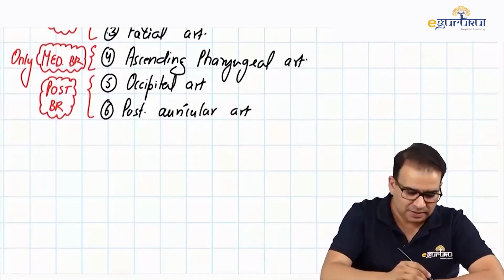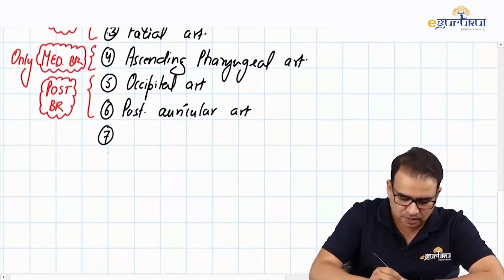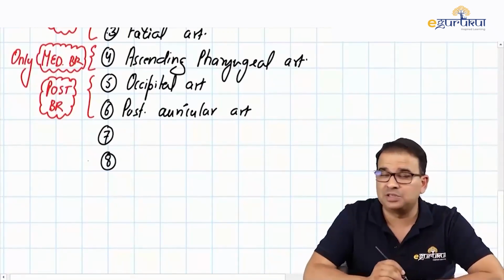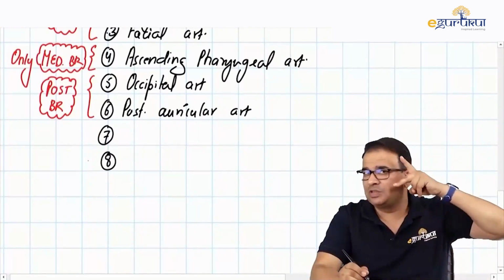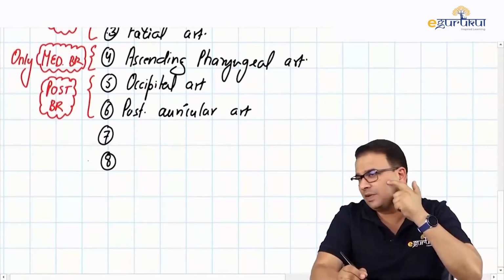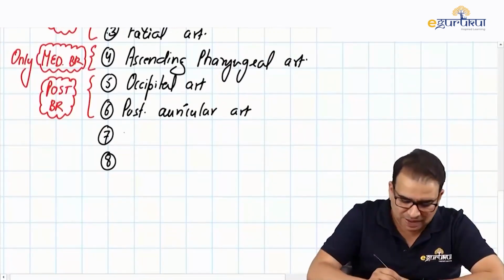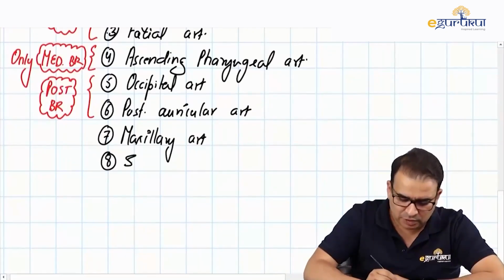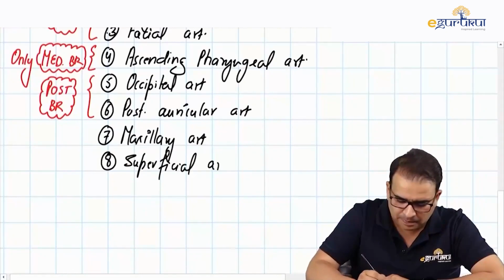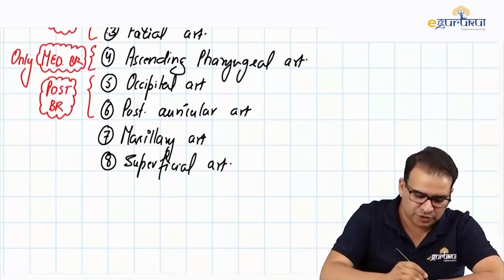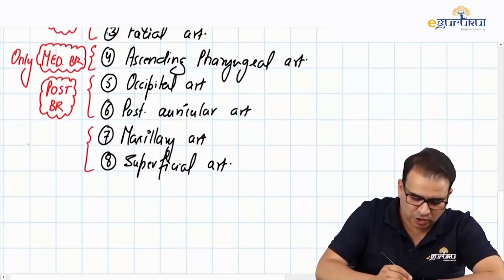And finally, the two terminal branches, the two last branches of external carotid which are seen here. One here on the region of the face and one which is going to the temple region. So that is the maxillary artery and the superficial temporal artery. These two are called the terminal branches.